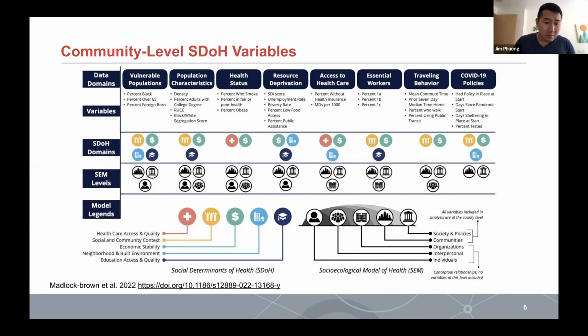But we were looking at this from the social ecological model. So can we separate some of these factors as patient individual level, or the interpersonal level, organization or community level, or are they actually policy and societal level factors? So depending on that, you might take an interpretation of those variables in a very different way, considering that it might be an individual level or an aggregate.